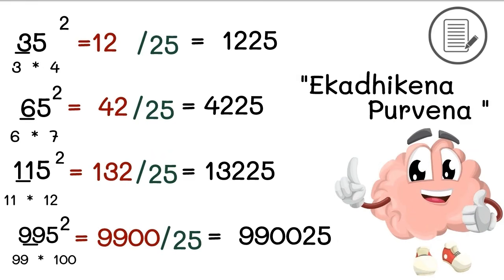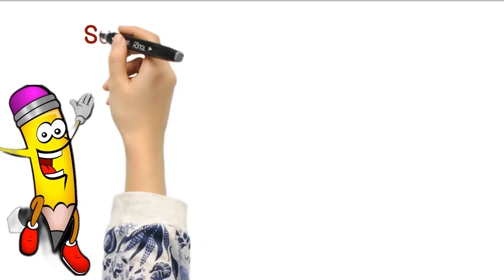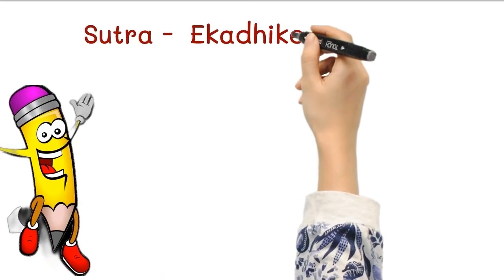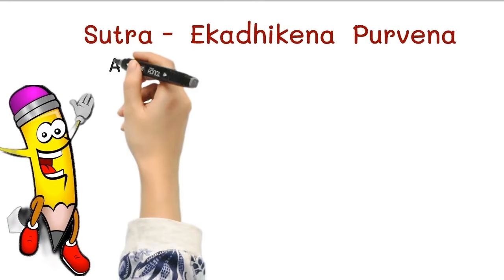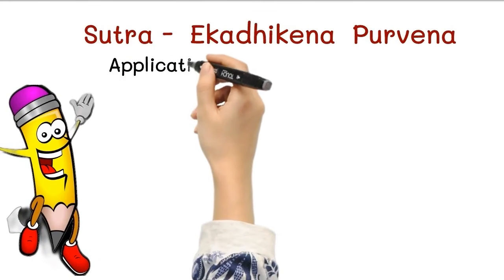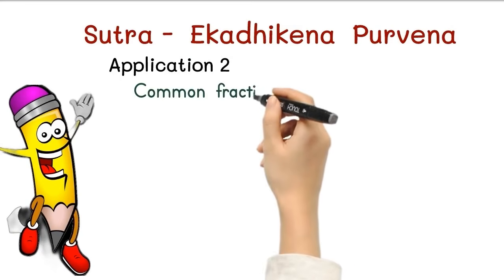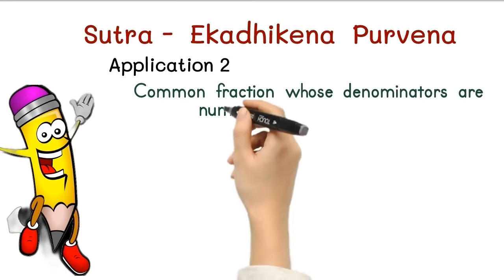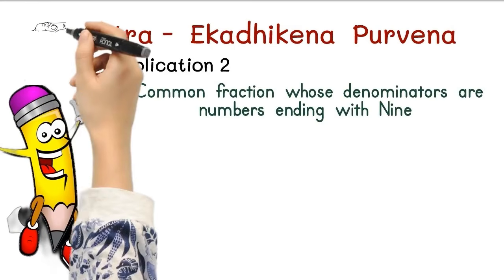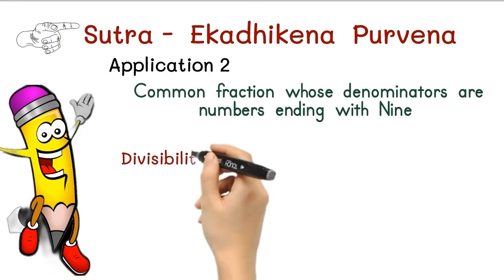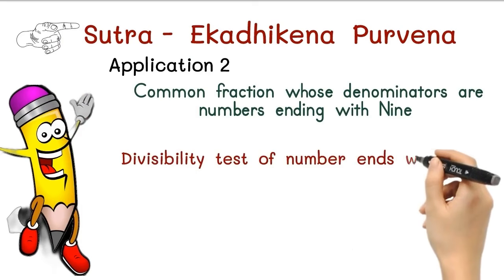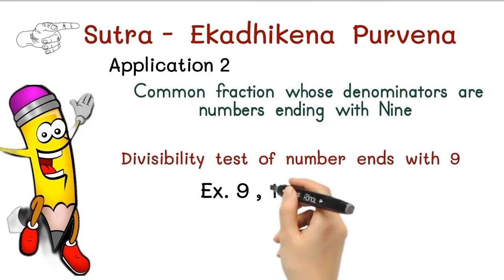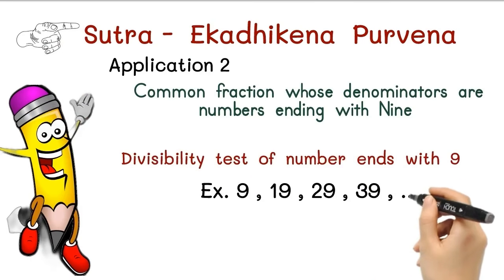So in this way you can solve examples using the Vedic Maths Sutra Ekadikena Purvena and you will get the answer quickly. Here we have learned the first application of Sutra Ekadikena Purvena. Now let us learn about the second application of it, which is common fractions whose denominators are numbers ending with 9. This sutra works as a divisibility test for numbers ending with 9, just like 9, 19, 29, 39 and so on.